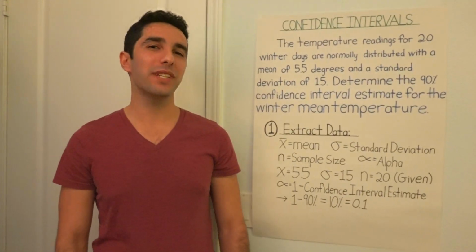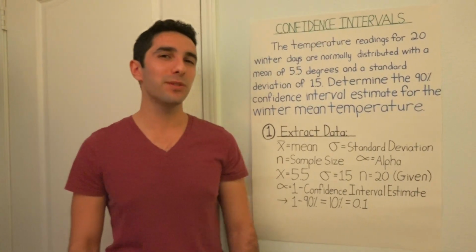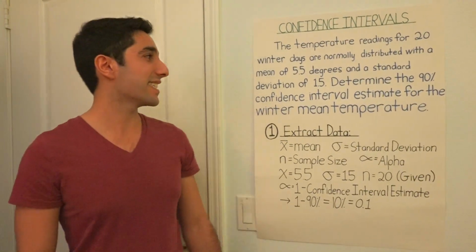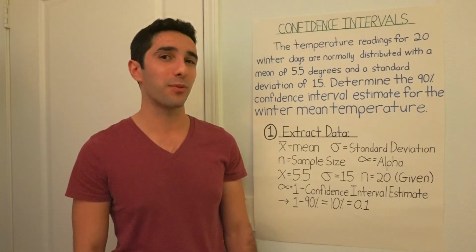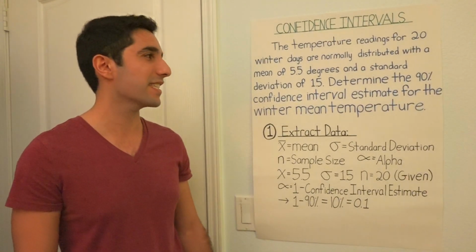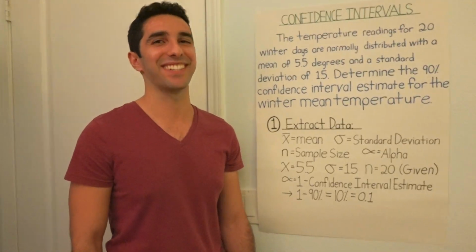Confidence intervals. The temperature readings for 20 winter days are normally distributed with a mean of 5.5 degrees and a standard deviation of 1.5. Determine the 90% confidence interval estimate for the winter mean temperature.